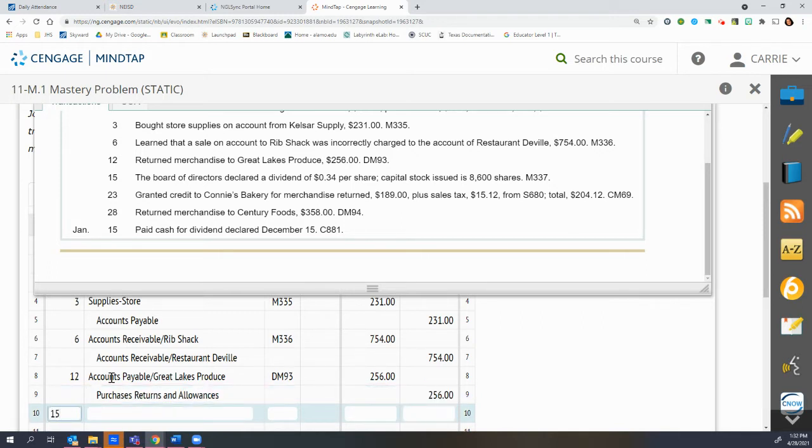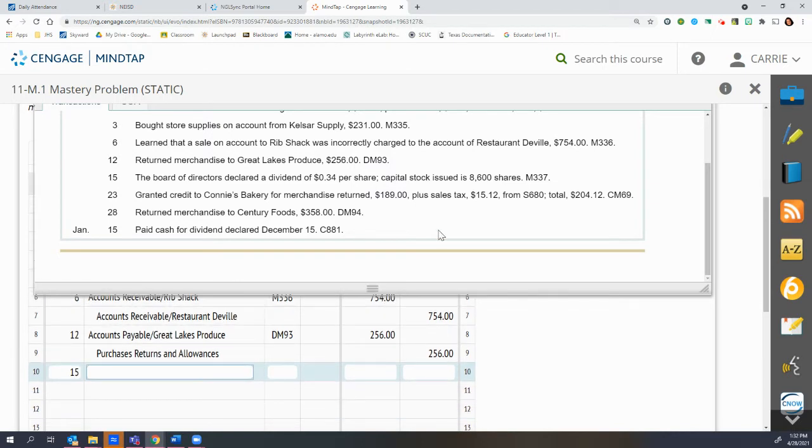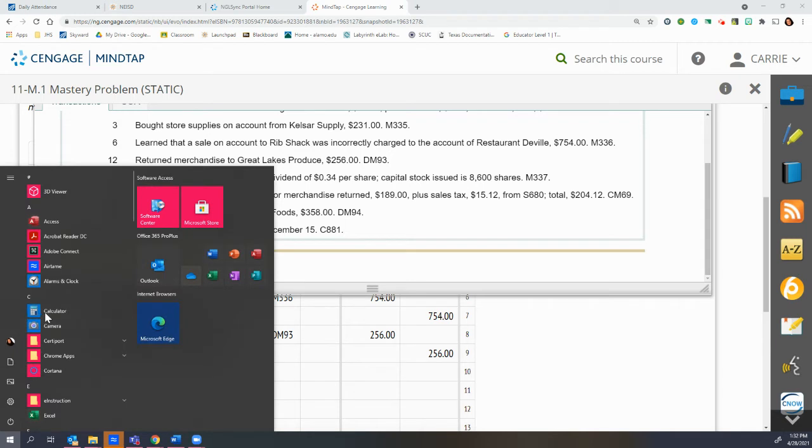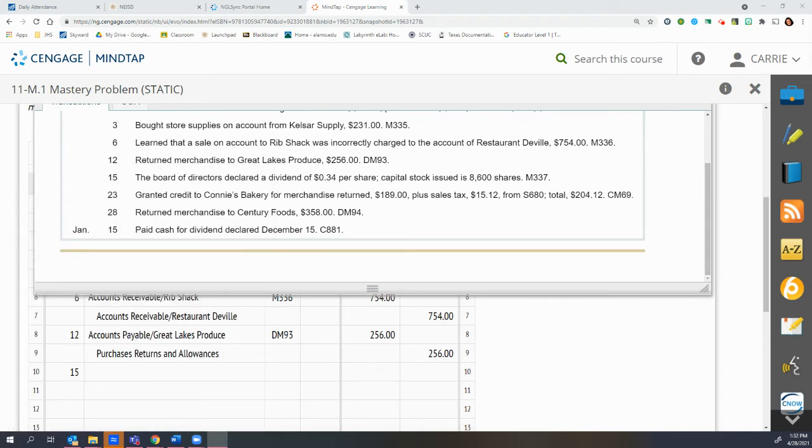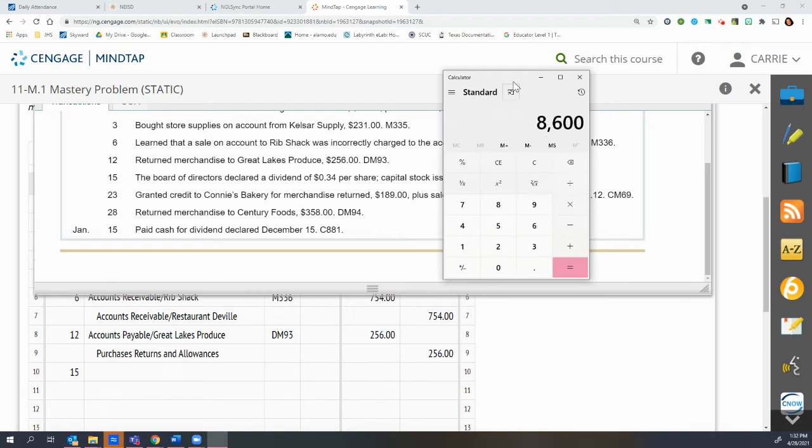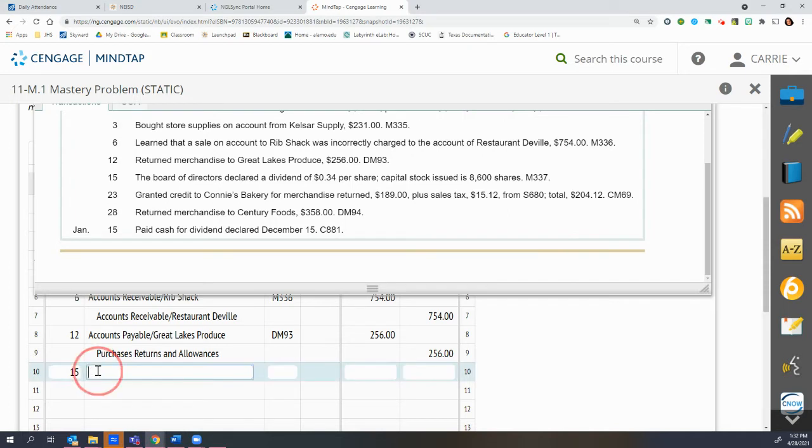And then the purchases returns and allowances is the credit. Okay, on the 15th, the board of directors declared a dividend of 34 cents per share. Capital stock issued is 8,600 shares. So if I go to my calculator, it's 8,600 times 0.34, right? 2,924 is the total amount. So that's going to be... hold on, I'm sorry, somebody's IMing me.